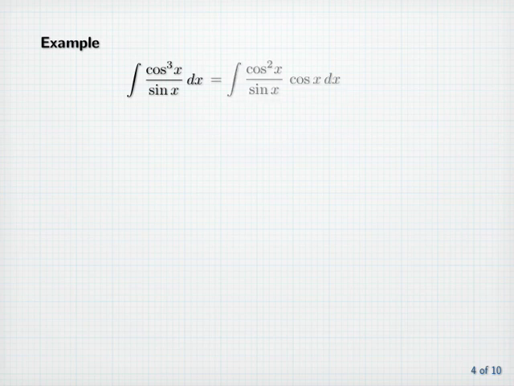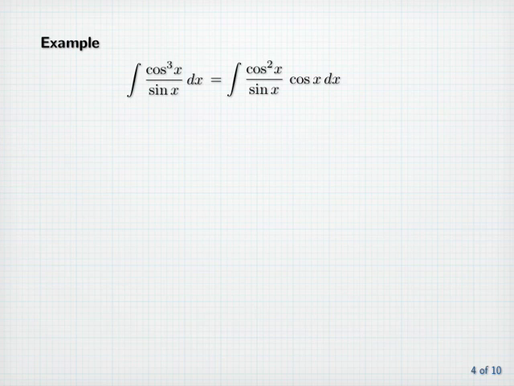Now let's look at an example that indicates that the same approach can be used in slightly more general problems in which the powers aren't necessarily positive. So consider the integral of cosine cubed x divided by sine x dx. Note that this integrand might also be expressed as cotangent x times cosine squared x, or even cosine cubed x times cosecant x. But since we have an odd power of cosine in the numerator, we can group a factor of cosine x with dx, and then attempt to make the substitution u equals sine x.